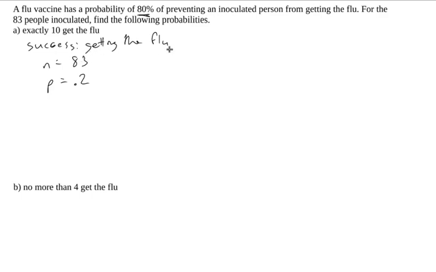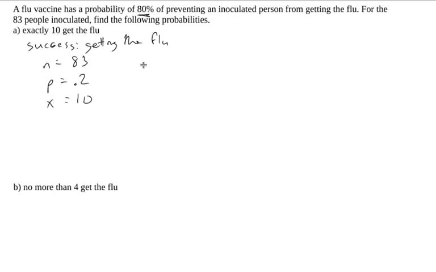So the number we're calling a success is somebody getting the flu, n is 83. The probability of getting the flu is 1 minus the probability of preventing the flu, so that's 0.2 there. And x, in this instance, since we're saying the probability that exactly 10 get the flu, would be 10. I could have just as easily flipped this around and defined a success as not getting the flu, but that would have changed my probability to 0.8 and my x to 73, because there should be 73 people that did not get the flu.